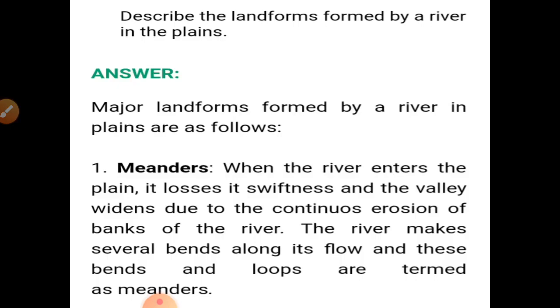Next is: describe the landforms formed by a river in the plain. So the major landforms formed by a river in plains are as follows. Meanders. When the river enters the plain, it loses its swiftness and the valley winds due to the continuous erosion of the bank of the river. The river makes several bends along its flow, and these bends and loops are termed as meanders.